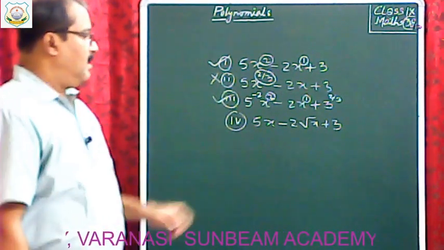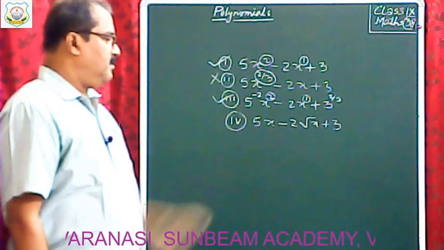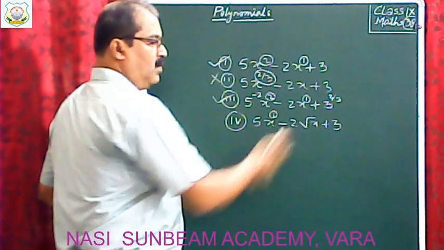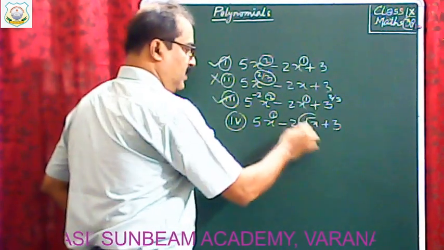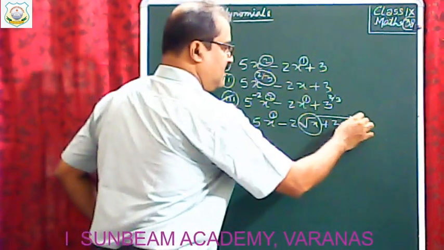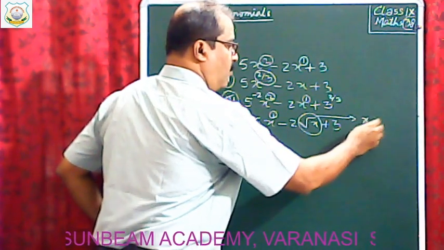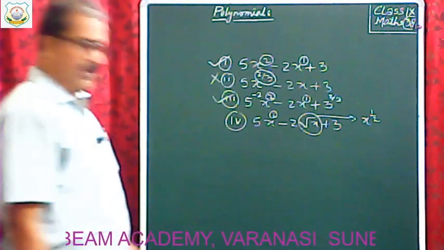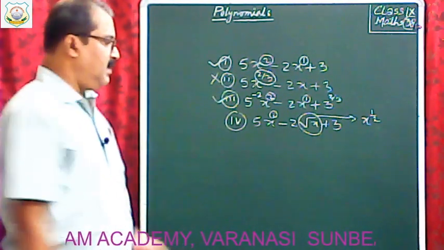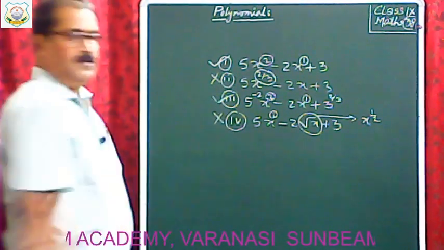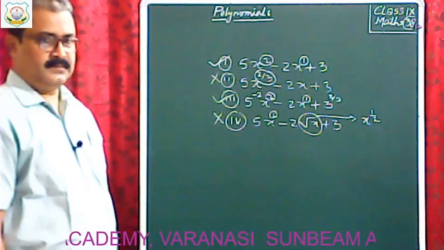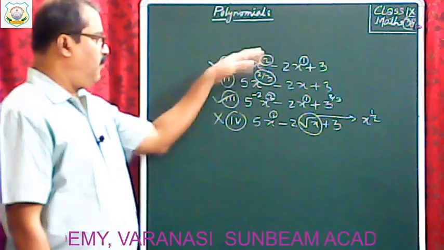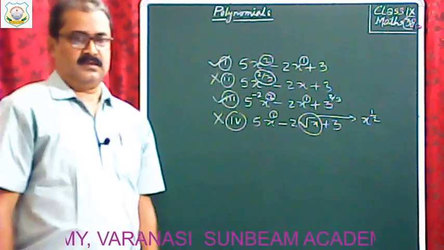Okay. Thereafter, 5x, power is 1, minus 2 square root x. If you express square root x in exponential form, then you have to write x to the power 1 by 2, and 1 by 2 is not an integer. That's why it is not a polynomial. Okay, these all are algebraic expressions, and out of 4, 2 are polynomials.